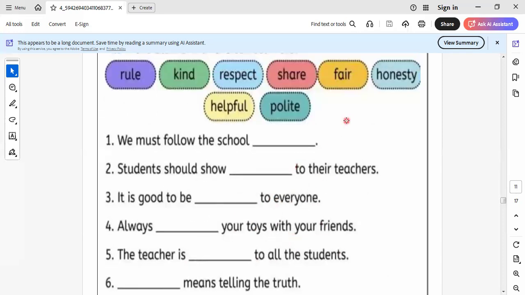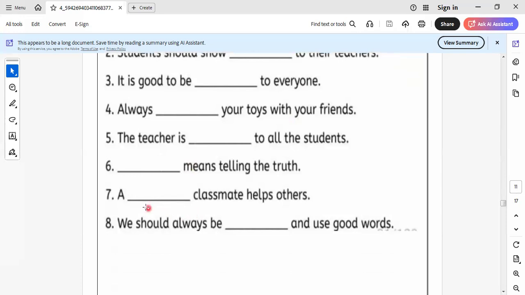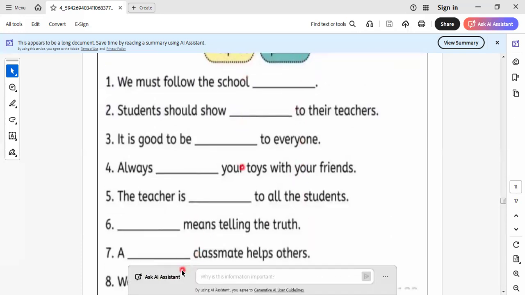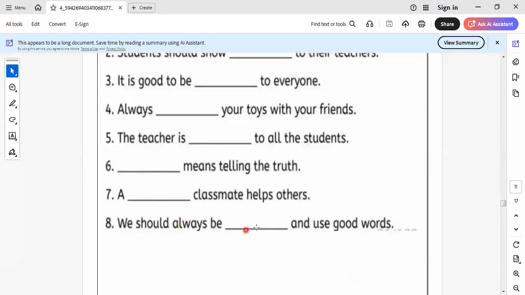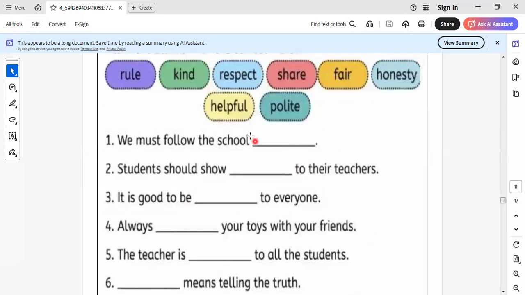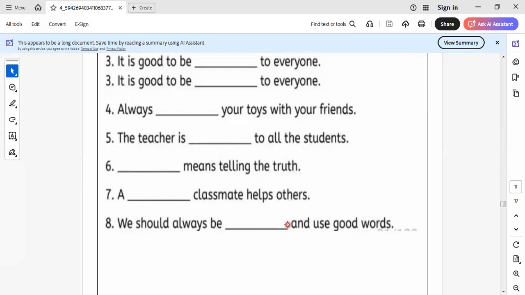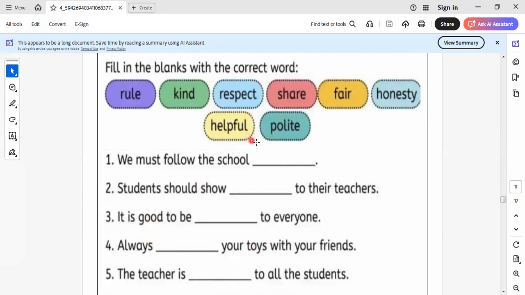Honesty means telling the truth. It will be honesty here. A helpful classmate helps others. Here is help for classmate. You should always be kind and use good words. Always be kind. Be kind. Okay. It's good to be fair with everyone. Here is to be fair.